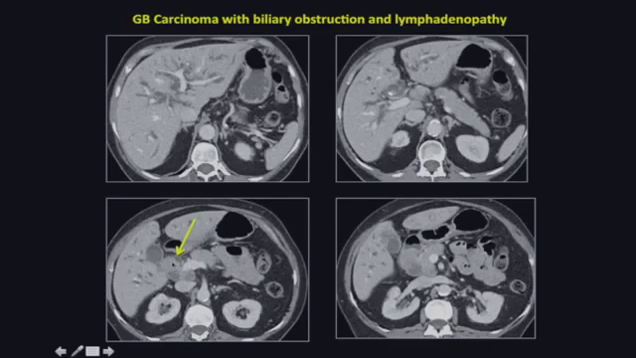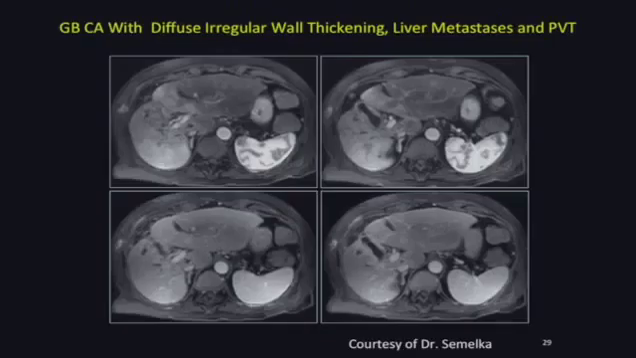The tumor has spread along the hepatoduodenal ligament that causes compression and invasion of the biliary tree and bulky peripancreatic lymphadenopathy. So this is a case of, again, an advanced stage gallbladder cancer with nodal and biliary invasion.